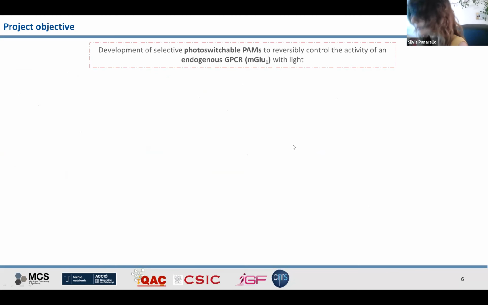Then from here, the objective of this project: the development of selective photoswitchable PAMs to reversibly control the activity of an endogenous GPCR, mGlu1, with light.